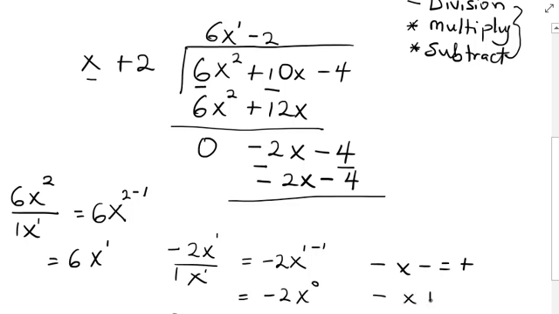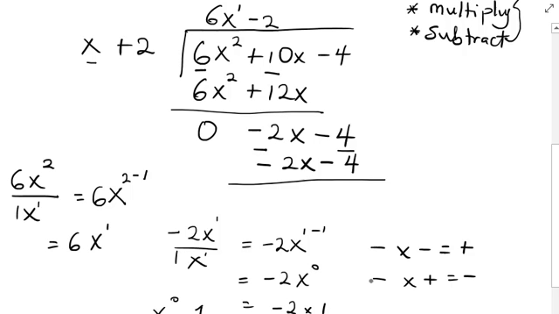Minus multiplied by positive equals negative. Plus multiplied by negative equals negative. Plus multiplied by plus, positive, equals positive. So here, negative multiplied by negative becomes positive.